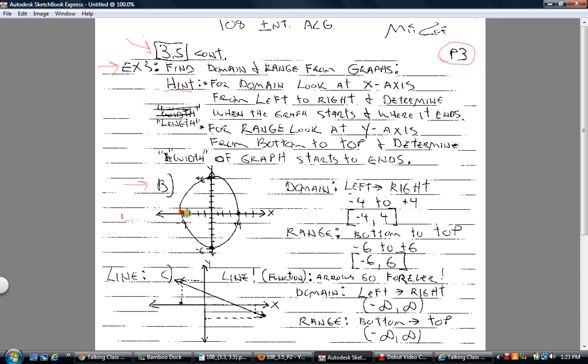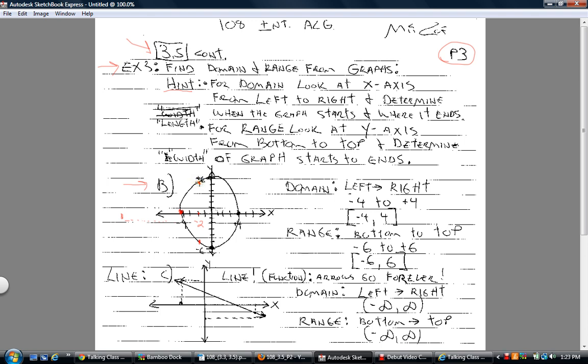Now as you go along, let's pick -2 as an example. Does -2 have a corresponding dot on the y? Yes, and look at that. It has two of them. Okay, now class, here's a $100,000 question. Is this a function? Yes or no?